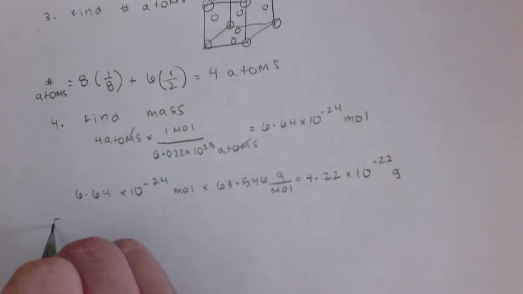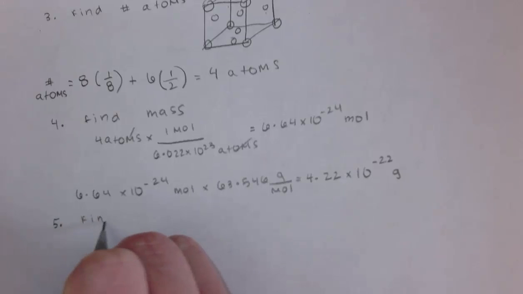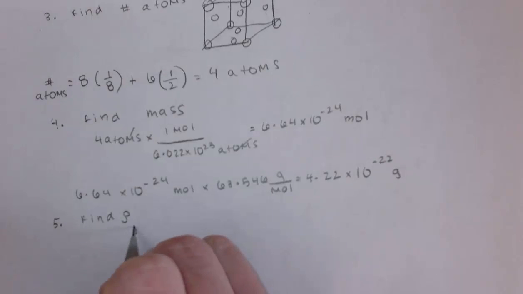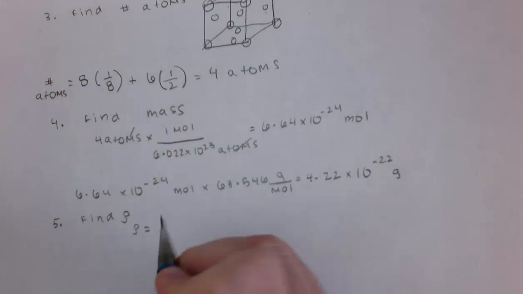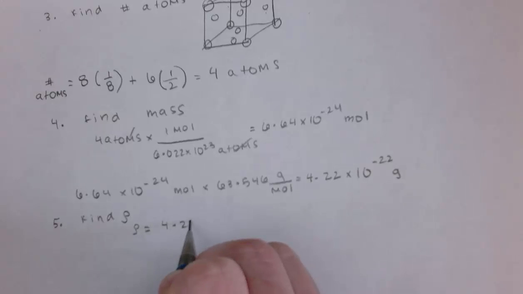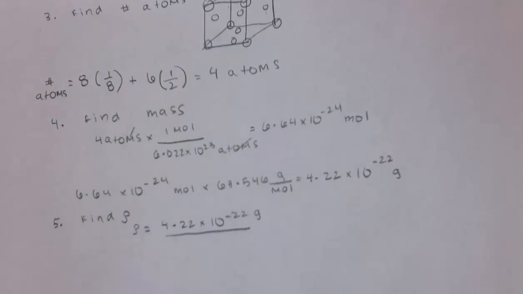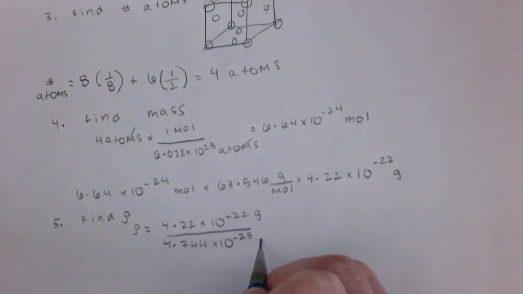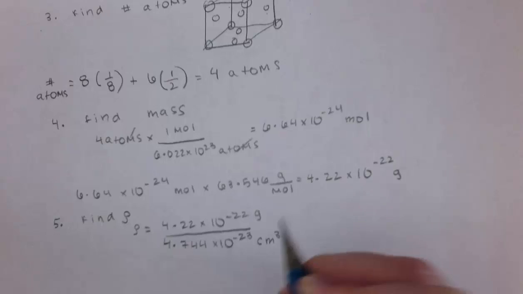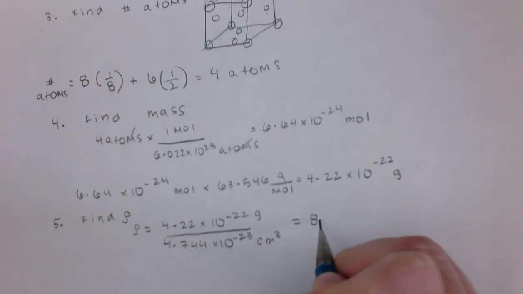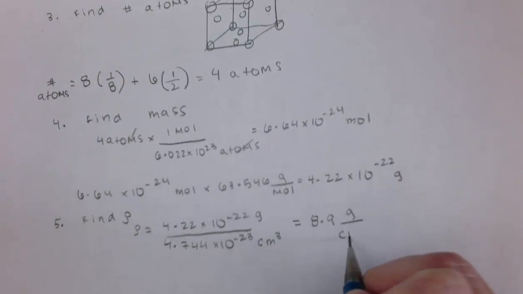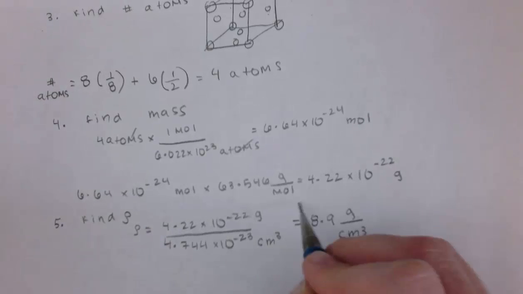And so the last thing I'm going to do is find the density that we're asked for. So the density is just going to equal the mass that we found, which is 4.22 times 10 to the negative 22 grams, over the volume that we found, which is 4.744 times 10 to the negative 23 centimeters cubed. And I get that this density is 8.9 grams per centimeter cubed.